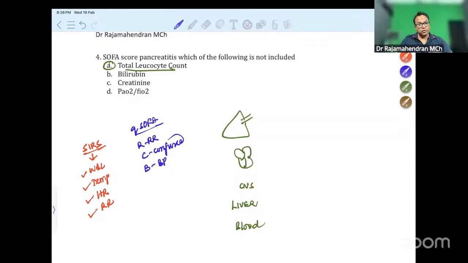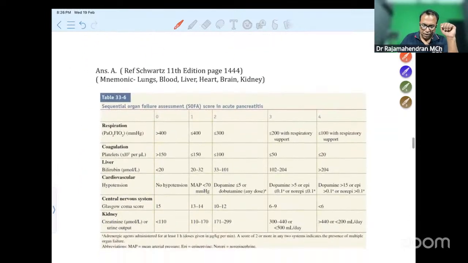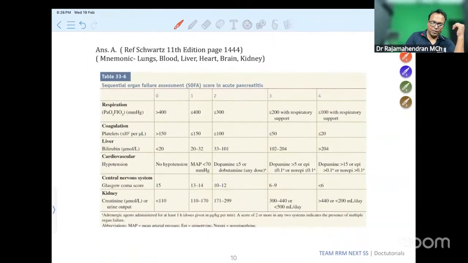Here, this is the question on SOFA. The SOFA score is available for pancreatitis; there is a table in Schwartz. I always say Schwartz is not so important to read, but definitely 3 or 4 questions will come from Schwartz, which are not going to decide the rank. If you are very strong in all the Sabiston-based questions, you can answer most of the questions. The sequential organ failure score in acute pancreatitis is a table in Schwartz.